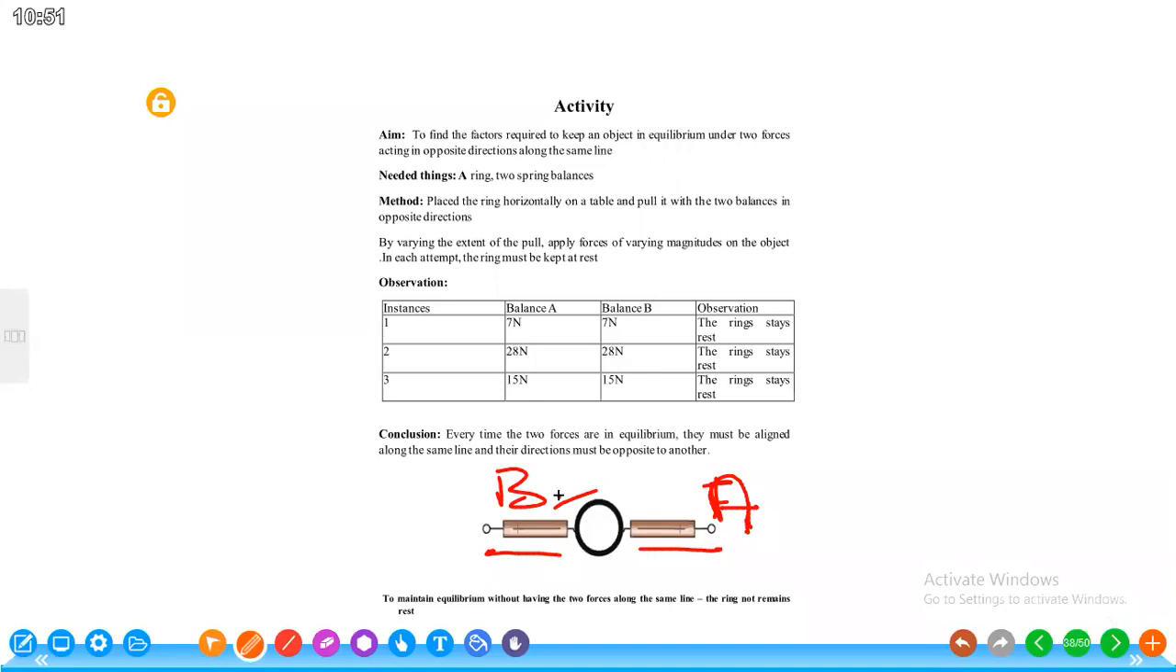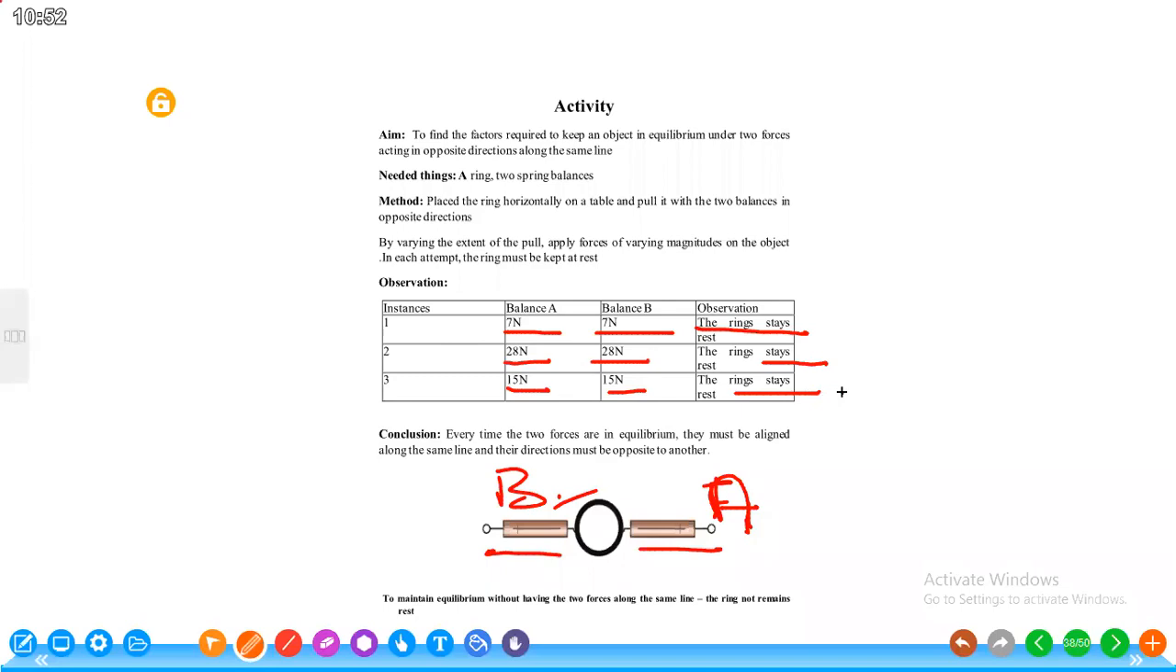Now we are applying the conditions: instance 1, instance 2, instance 3. Balance A applies 7 newtons and balance B also 7 newtons. You get the observation: the ring stays at rest. Then 28 newtons and 28 newtons, the ring stays at rest. 15 newtons and 15 newtons, the ring stays at rest.